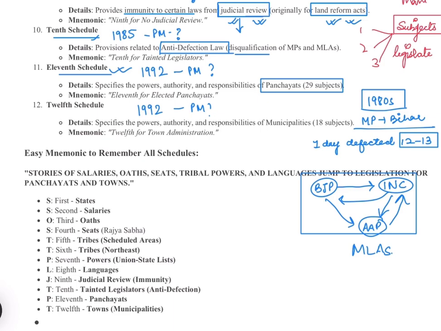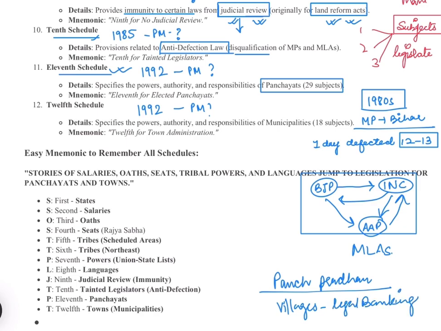Before that we had this idea of Panch Pradhan, but that was a very informal thing happening in our villages. It had no legal backing. But through this amendment and the 11th schedule, the government has given legal backing to the panchayat system. And this panchayat system, which is a government at village level, is known as local self government.